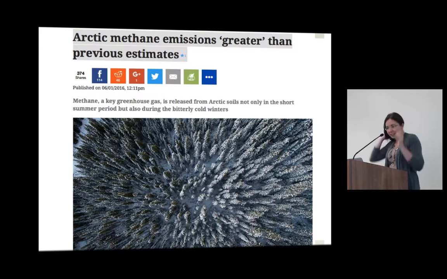This article just came out on June 1st. Arctic methane emissions greater than previous estimates. But honestly, I've seen an article with this title about every 3 months for the last 3 years. What does that mean? It means every single time it's getting greater and greater and greater. What's happening in the Arctic? Permafrost is thawing, and it's releasing trapped carbon and methane from the permafrost. The atmosphere doesn't care if that carbon and methane is human-caused from fossil fuels or if it's coming from the permafrost. It has the same warming effect.